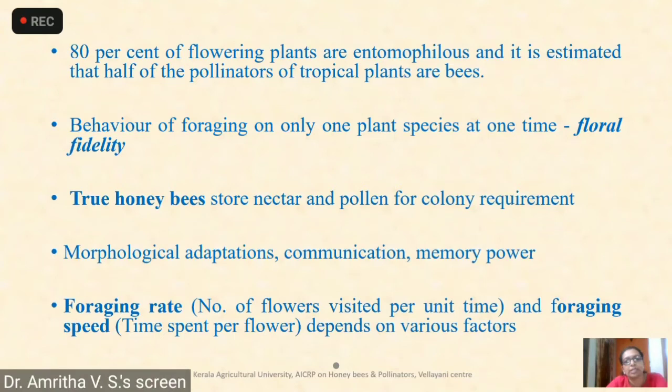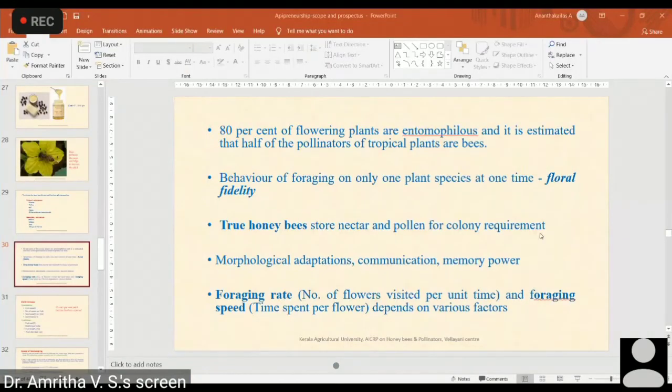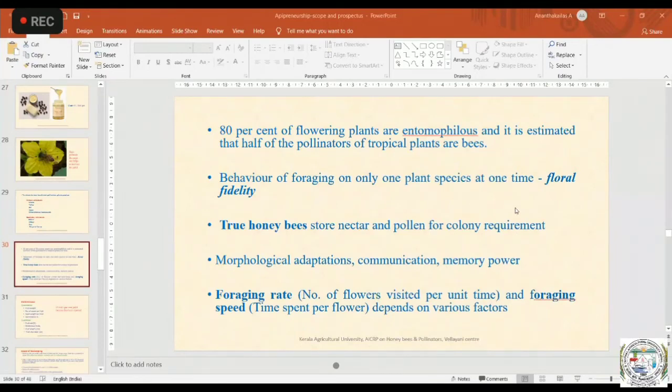Where is it? Now can you see the screen? Yes, madam. Okay. Please continue, madam. I think this was the last slide. Or should I start from the previous slide? Okay, ma'am. Continue from there. Okay.